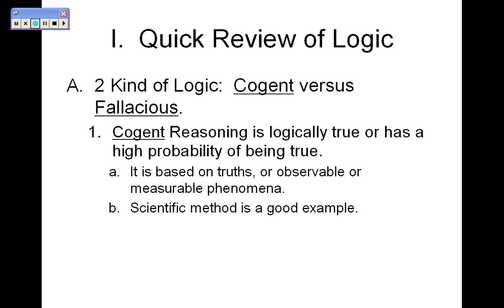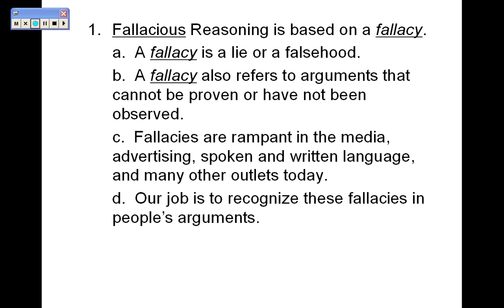I teach logic every once in a while. I used to teach logic when I was in the advanced placement language and composition course. There are two kinds of logic. There's cogent, and then there's fallacious. The first type is cogent. Cogent reasoning is logically true or has a high probability of being true when we start talking about inductive and deductive reasoning. The second kind is fallacious reasoning, based on a fallacy. Fallacy comes from the Latin stem, which means lie or falsehood. It also refers to arguments that cannot be proven or have not been observed. I like to point out that they're all over the place, and therefore it's our job as critical thinkers in the 21st century to be able to sort out fallacies from reality.